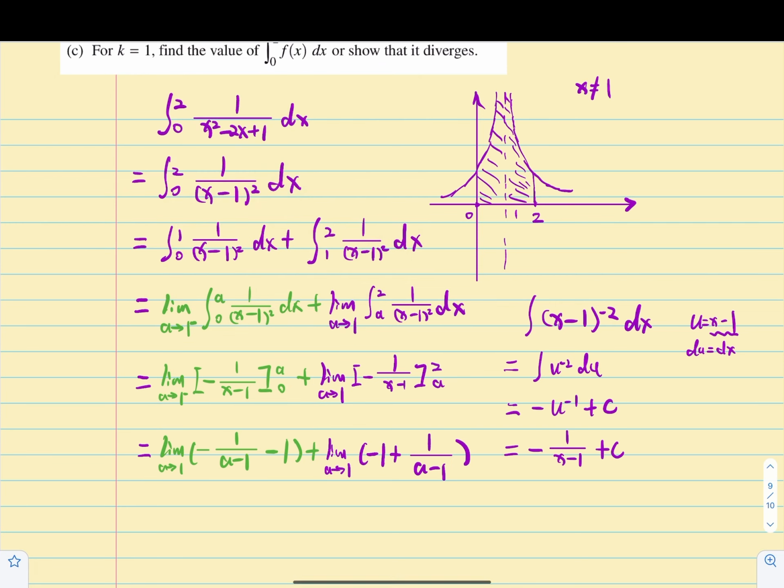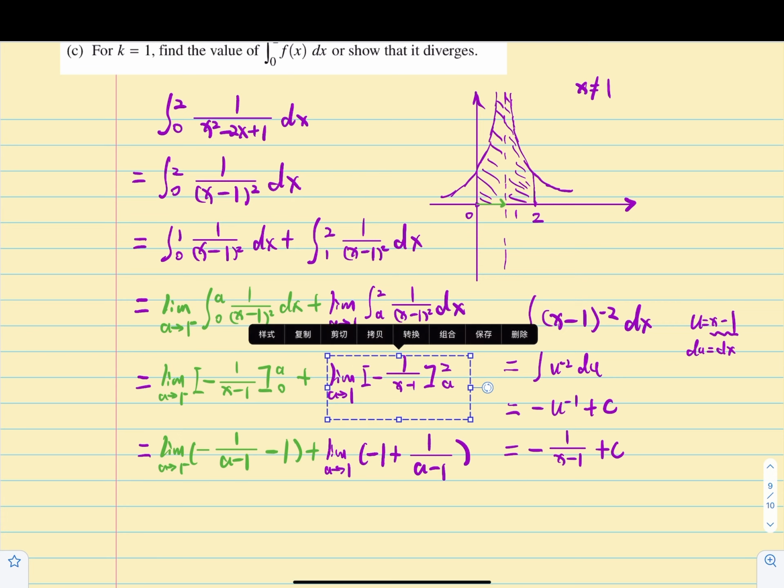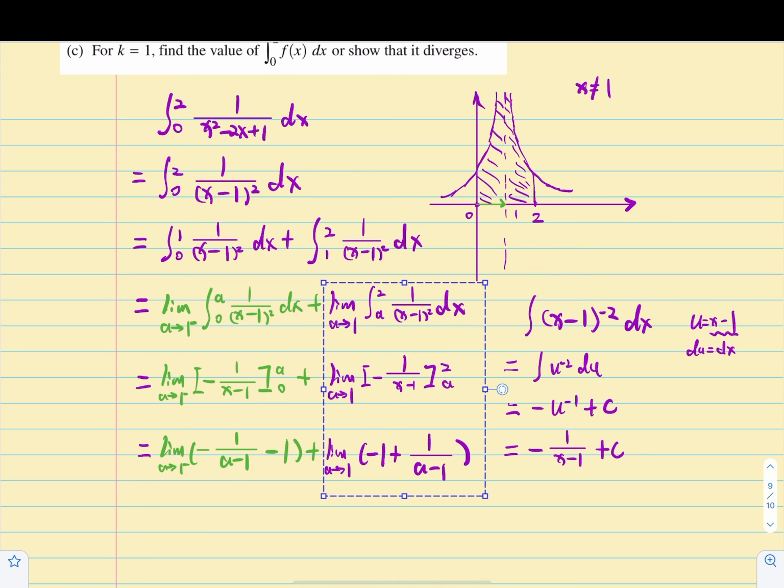For this part, because that's a part that will approach 1 from the negative side, we will give a negative in here. And also we can see this part approaches 1 from the positive side, so we will give them a red one. So this part is a approaching 1 from the positive side, the 2 to 1, this part. So we will give this a positive sign.